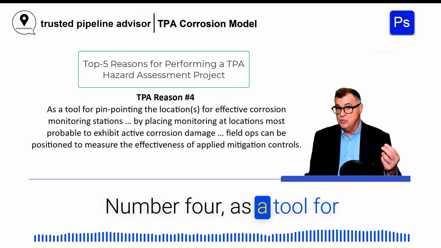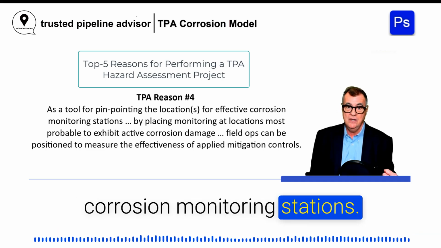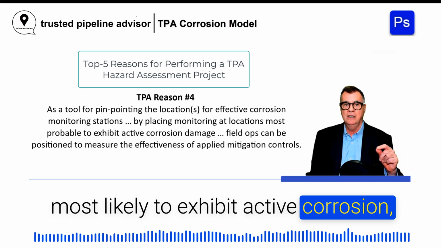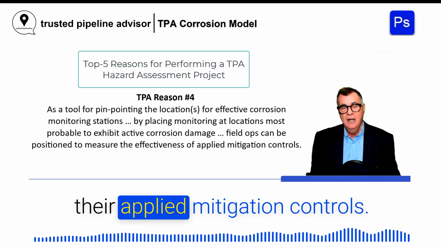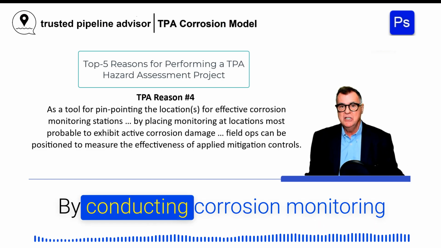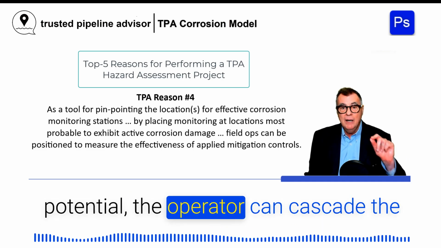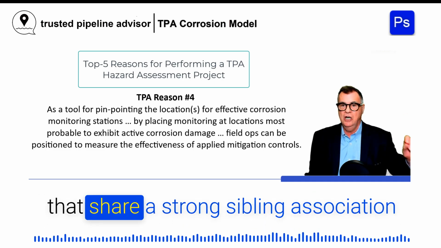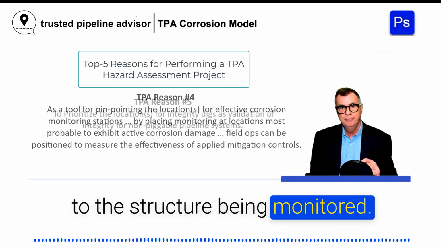Number 4, as a tool for pinpointing the locations for effective corrosion monitoring stations. By placing monitoring at locations most likely to exhibit active corrosion, the field teams can be positioned to measure the effectiveness of their applied mitigation controls. By conducting corrosion monitoring at locations of maximum corrosion potential, the operator can cascade the monitoring results onto other pipelines that share a strong sibling association to the structure being monitored.